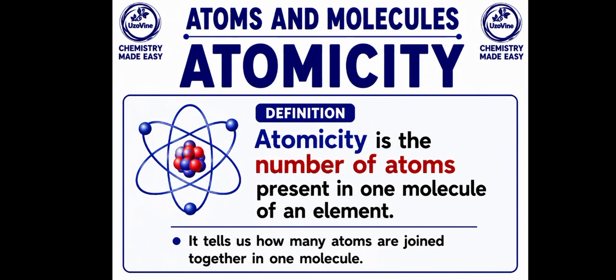In our last class, we talked about the meaning of atoms, molecules, their differences, and types of molecules. Today's lesson, let's look at atomicity. What is atomicity? Atomicity is the number of atoms present in one molecule of an element. It tells us how many atoms are joined together in one molecule.